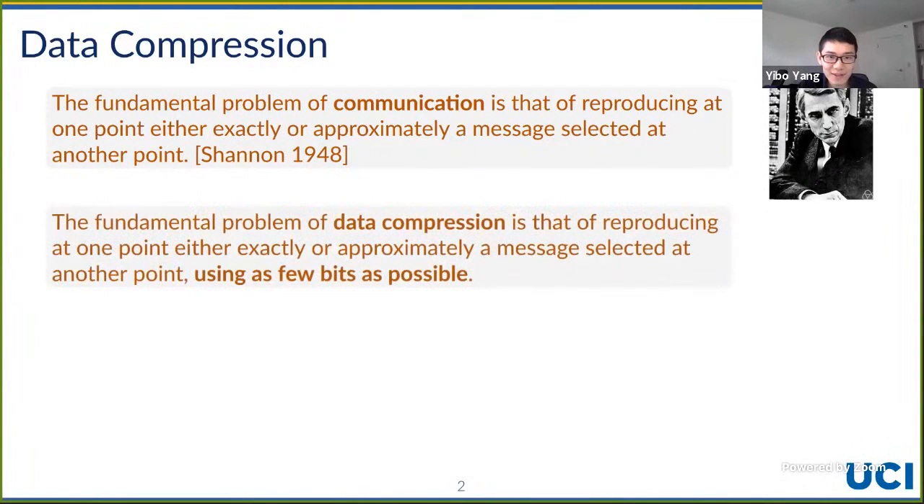If we modify this quote just slightly, we can get what I think is basically the definition of data compression. If we replace communication with data compression, then the fundamental problem of data compression is that of reproducing at one point, either exactly or approximately, a message selected at another point, with a constraint that we want to use as few bits as possible.